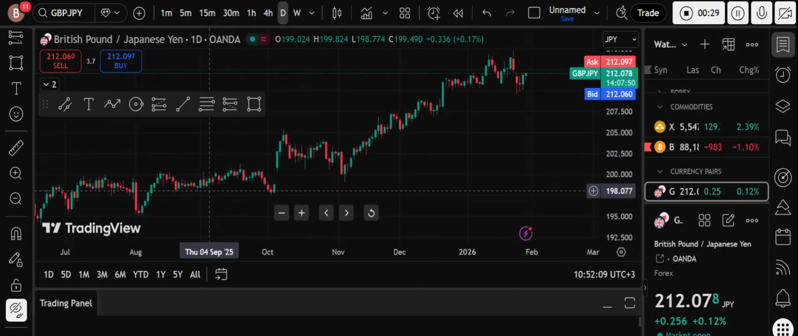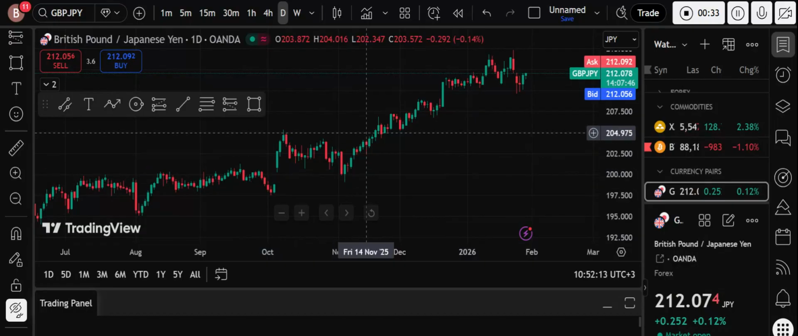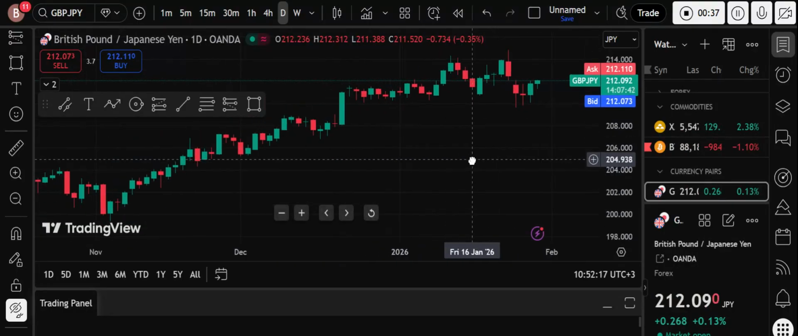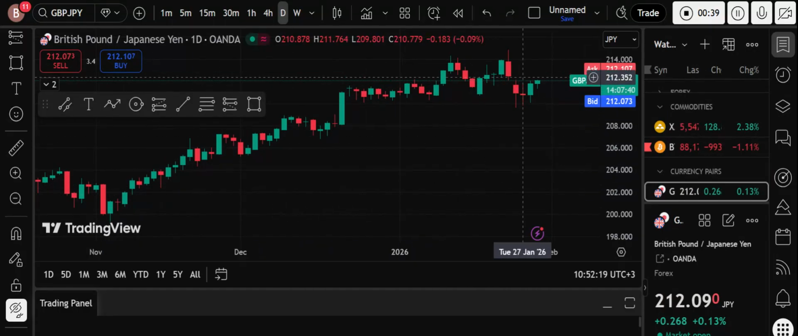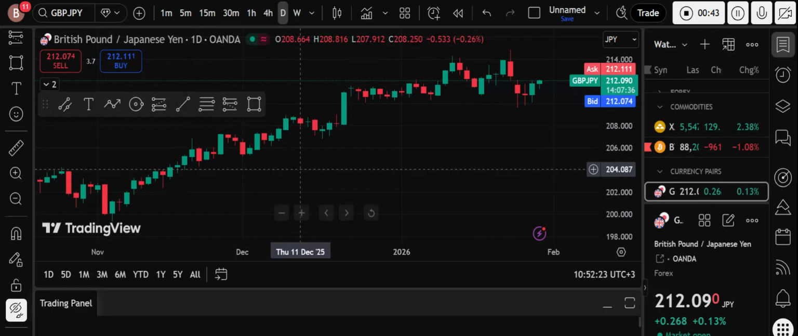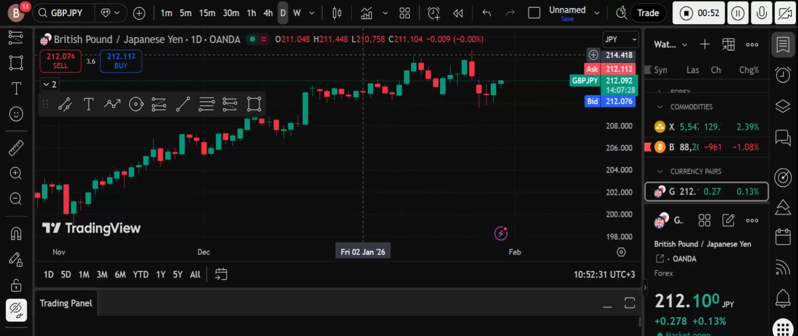You can see a nice uptrend going on, higher highs and higher lows. So the overall momentum, the overall bias of the GJ is an uptrend. So we are only looking for buy opportunities. We saw this dip on Friday last week.